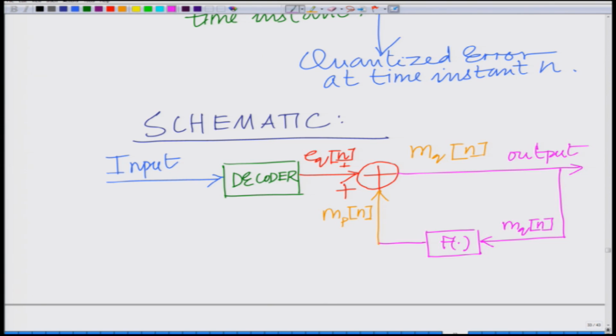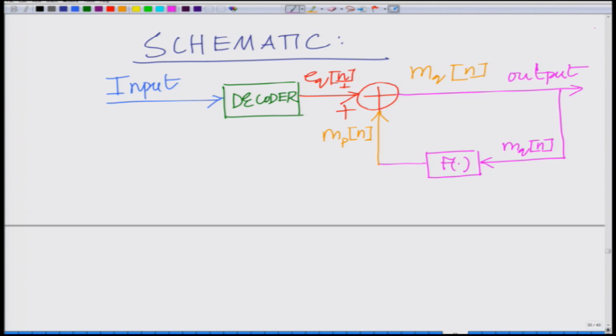So, naturally this involves feedback, as you can see. This is your prediction function: you take the reconstructed output, take the past L samples, pass it through the prediction function, and generate the prediction. From the decoder you get the quantized error, and to the prediction you add the decoded quantized error, that is MP of n plus EQ of n, which gives rise to MQ of n, the reconstructed sample at time instant n.